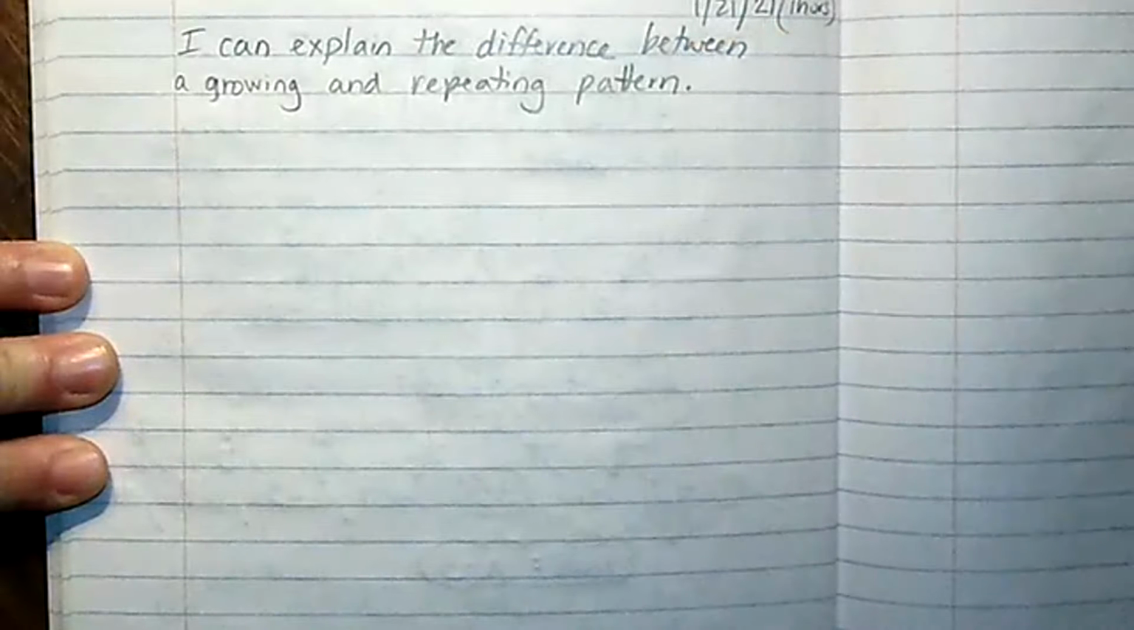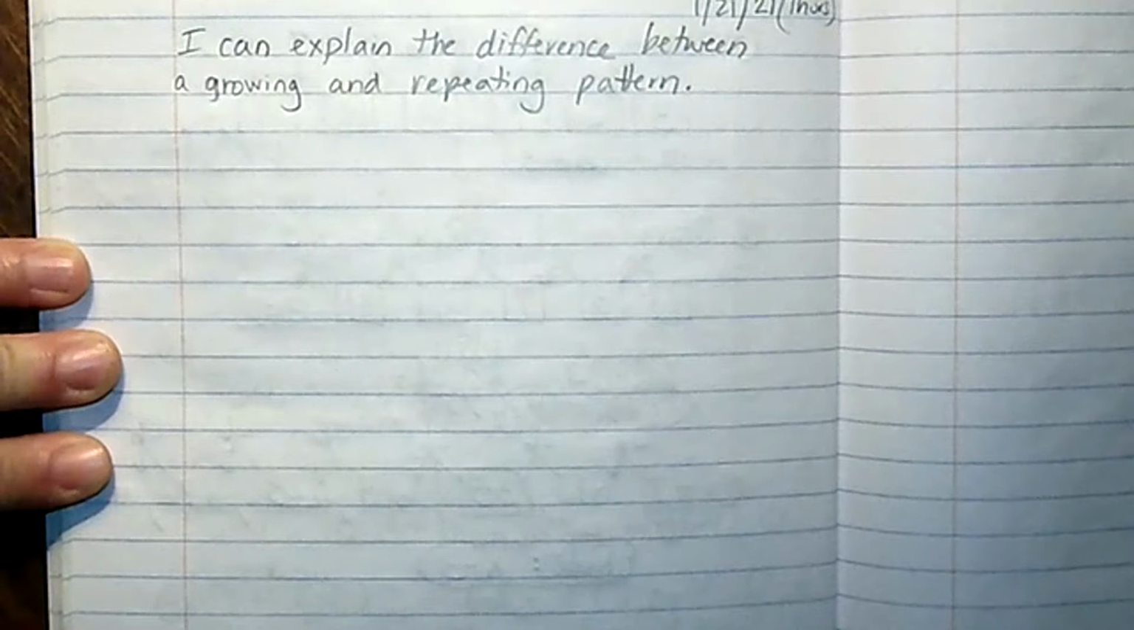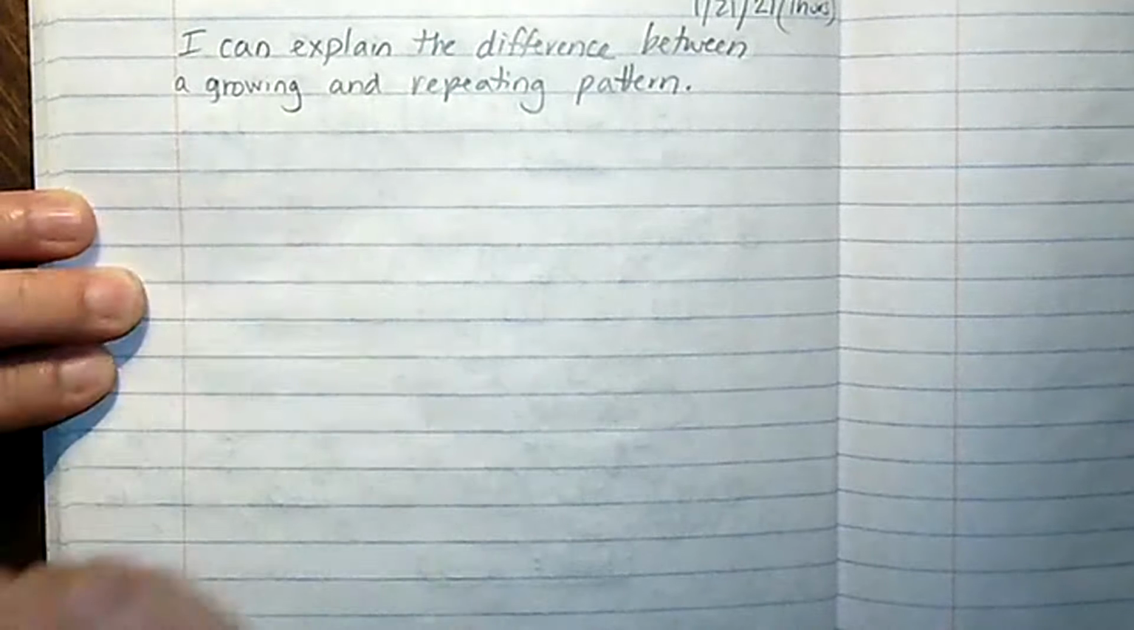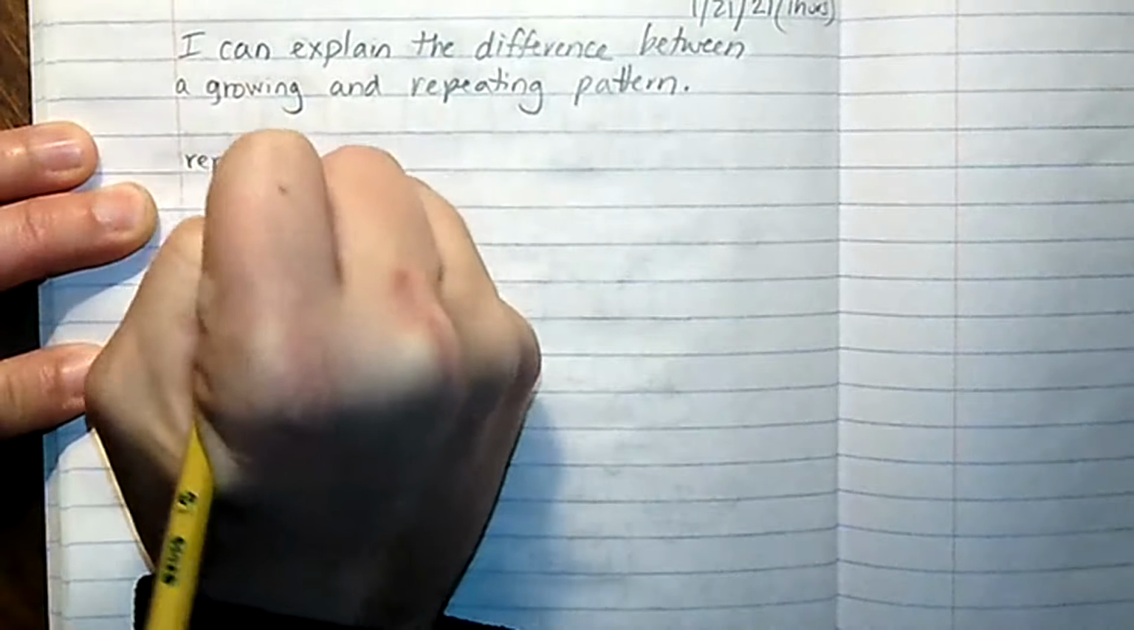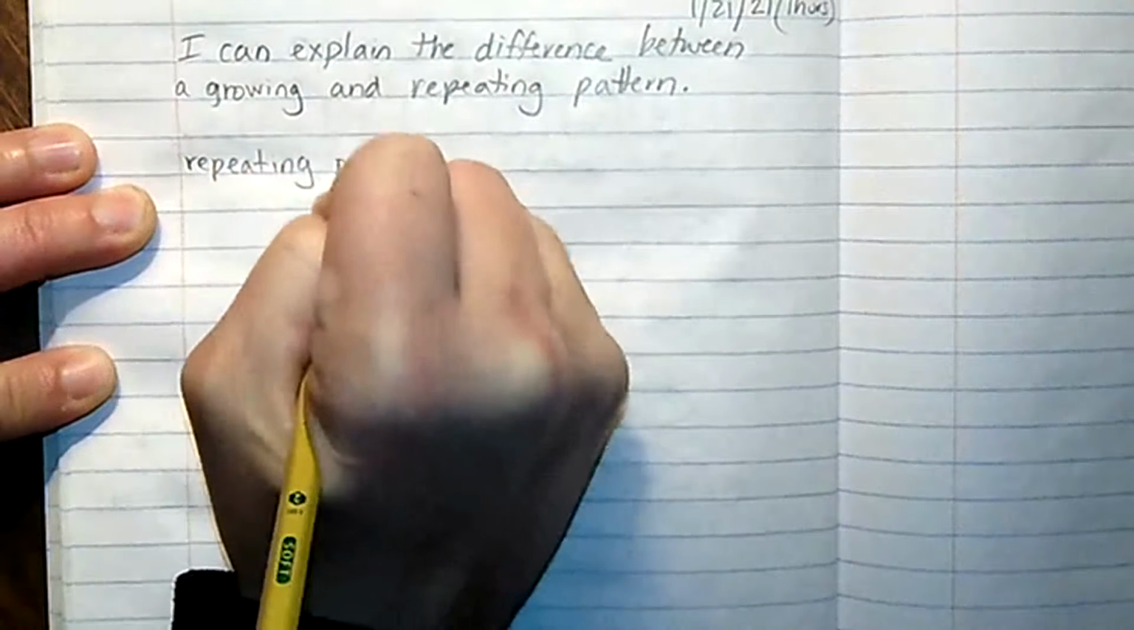Happy Thursday. Our I Can statement for today says, I can explain the difference between a growing and repeating pattern. So let's start by just identifying them. I'm going to start with a repeating pattern. We talked about lots of these yesterday.